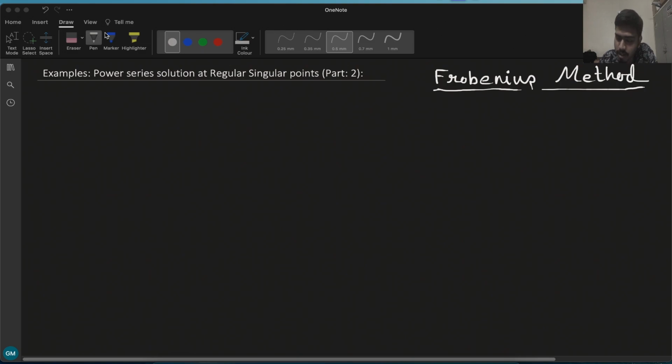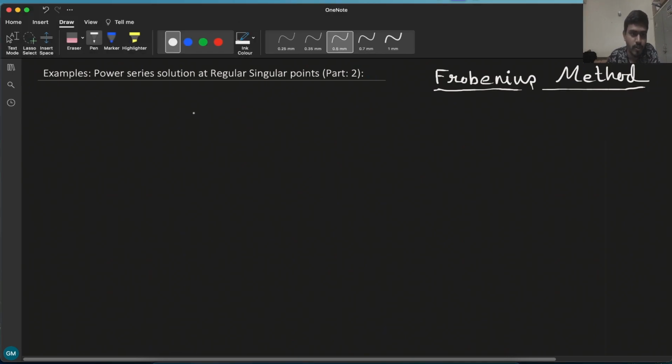In this class, I will solve another example in the context of the Frobenius method. If we are given a second order differential equation and we are asked to find a power series solution at a regular singular point, then we will apply this Frobenius method. So let's take a differential equation where we have to apply this Frobenius method. I will write it as example 2.